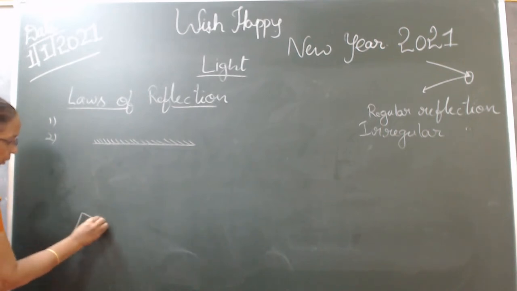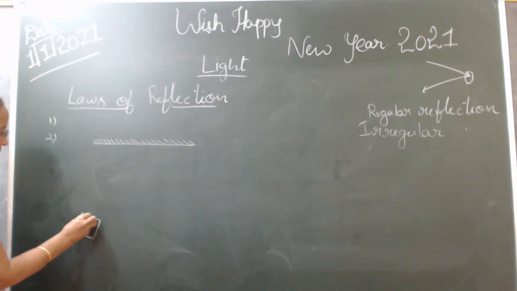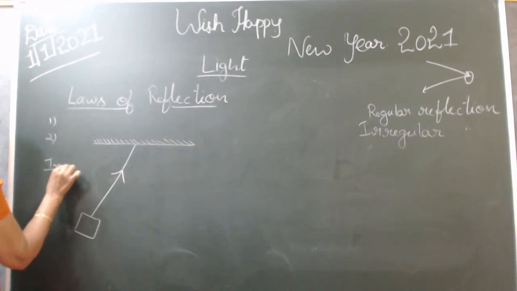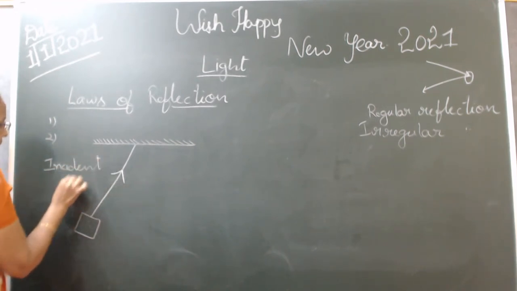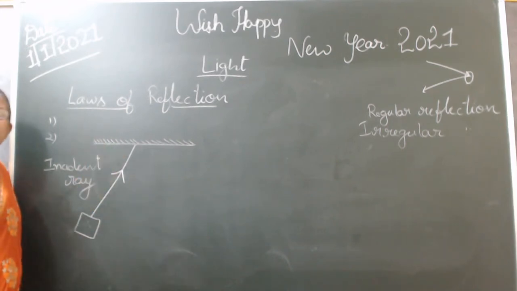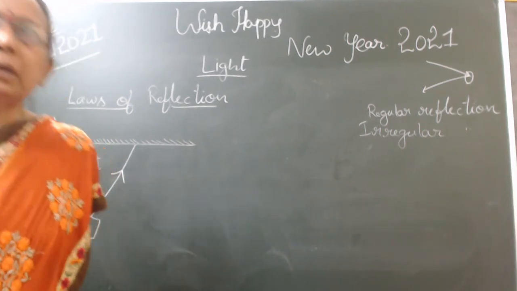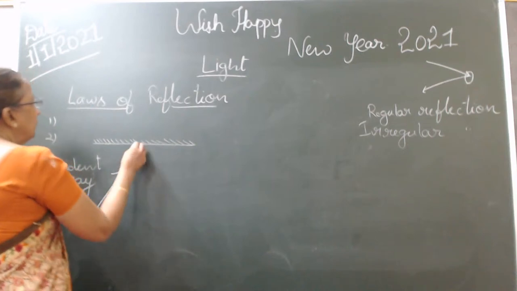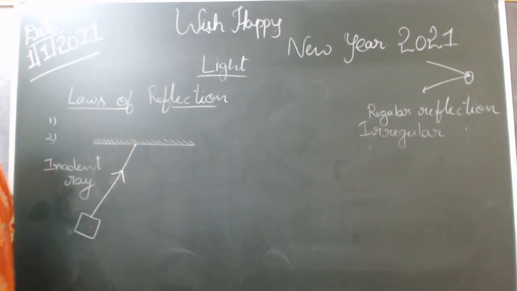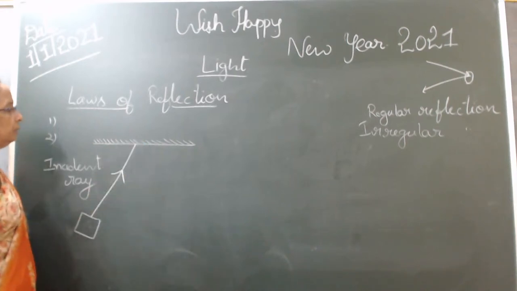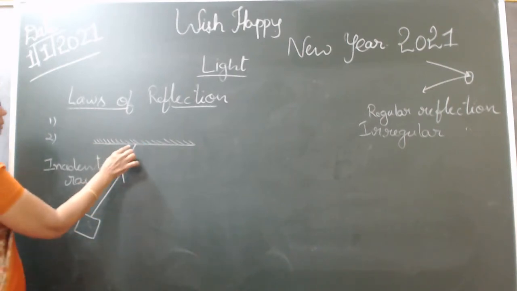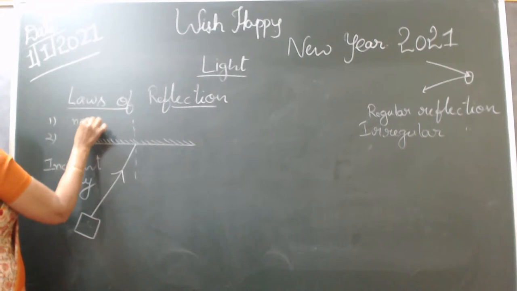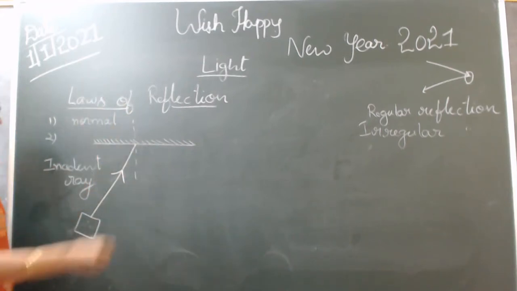Suppose here is an object. The rays are coming from the object. It is known as incident ray. Once again, I am saying the ray which is coming from an object is known as incident ray. Then, from this point, you put the center, put your protractor here, 90 degree angle, remember this side, and you make one line that is known as normal. So it is the center point.